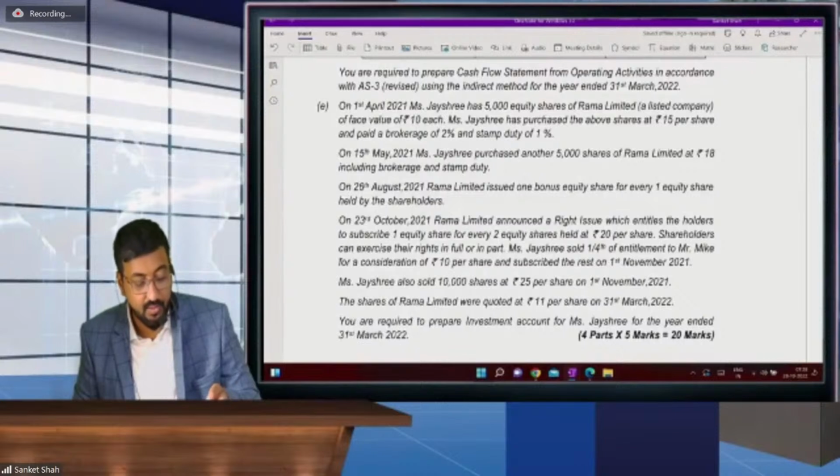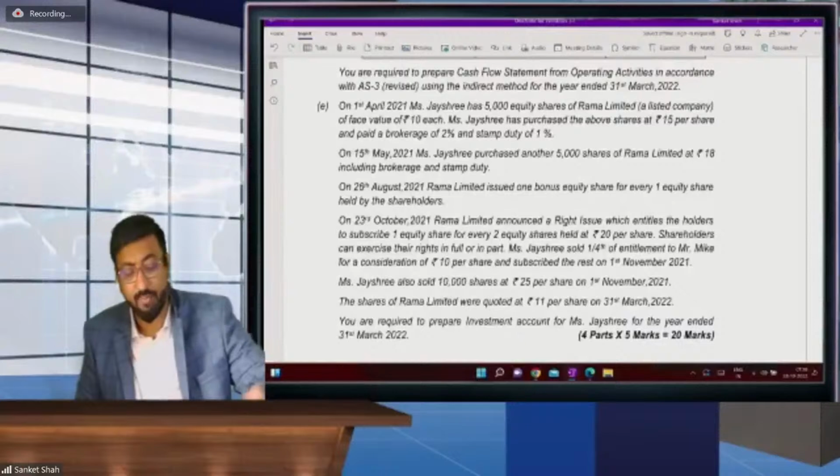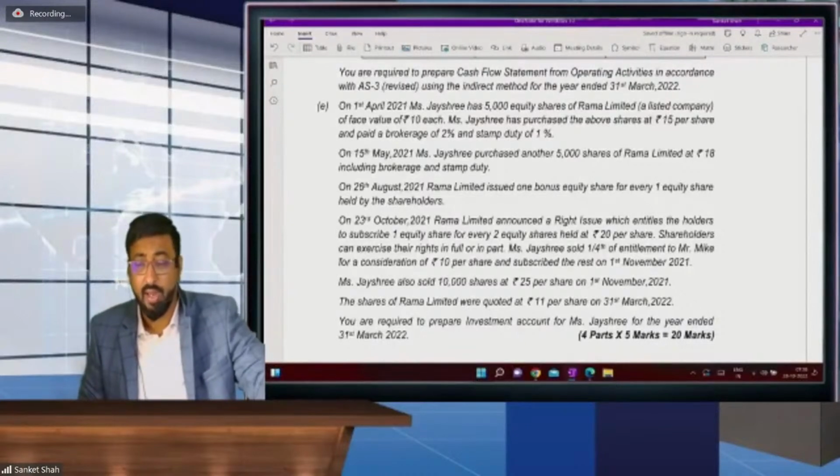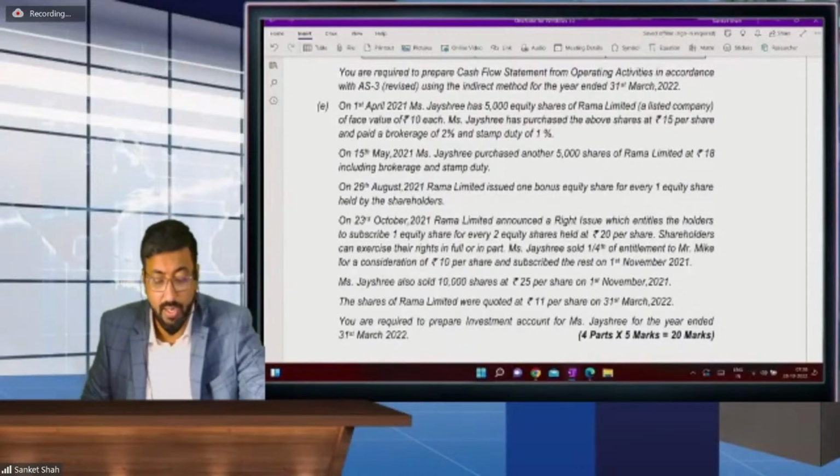Mr. Sanskaran, on Monday, I'm going to take investment account chapter only. So don't worry. एक और दिन आपको मिल जाएगा. One more day to complete the past examination questions. So I'm taking this question.